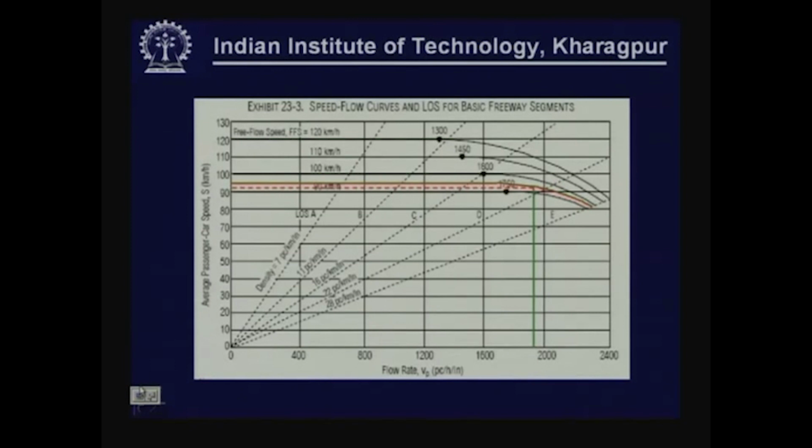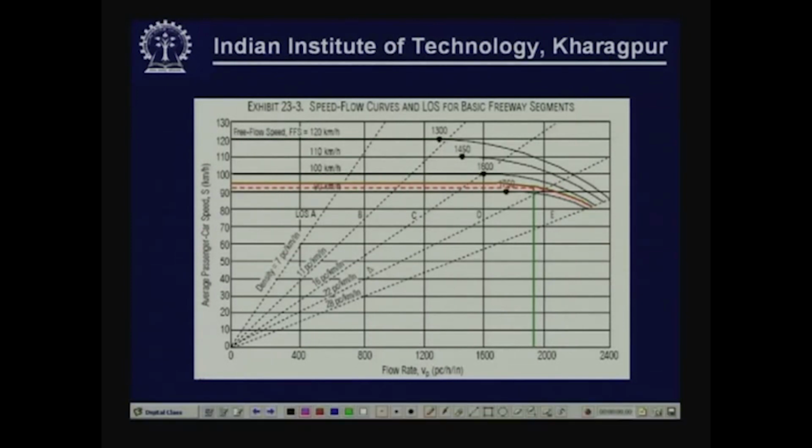Let us take this one as an example. So, suppose these are different speed flow curves, which are given. This is a line which is representing free flow speed of 120 kilometer. This is another line which is representing free flow speed of 110 kilometer. This is another operating condition representing free flow speed of 100. This is another which is representing 90, like that.